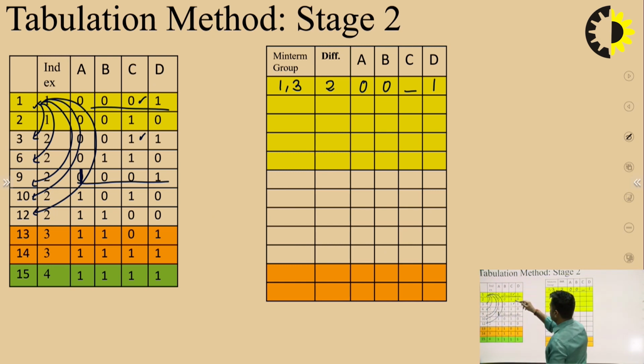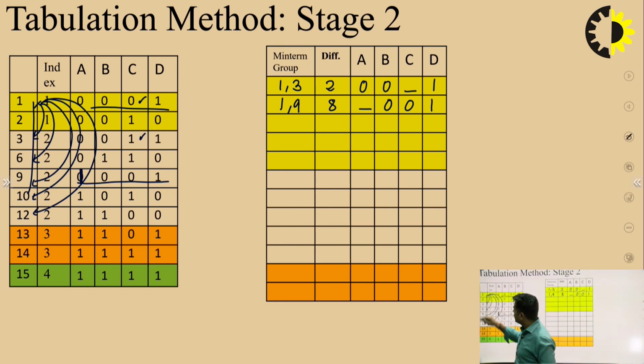So 1, 0, 0, 1 and 0, 0, 1. So this 9, 1 and 9, difference is 8 and it can be written as dash 0, 0, 1. Similarly, 1 and 10, difference is 9, need not to check. 1 and 12, difference is 11, need not to check. Proceeding further. Now the same thing has to be done with 2.